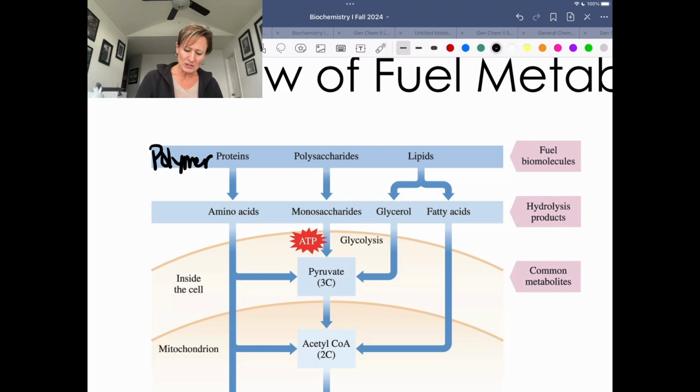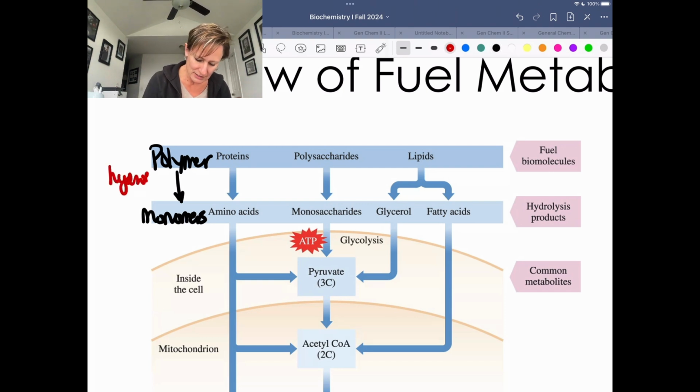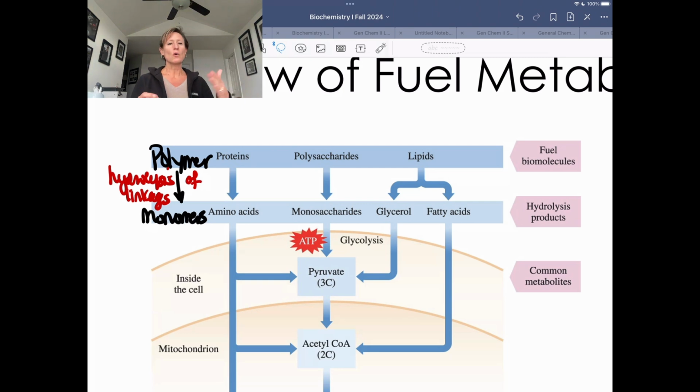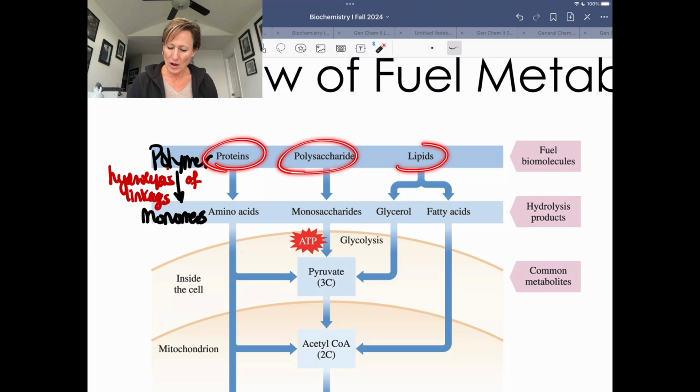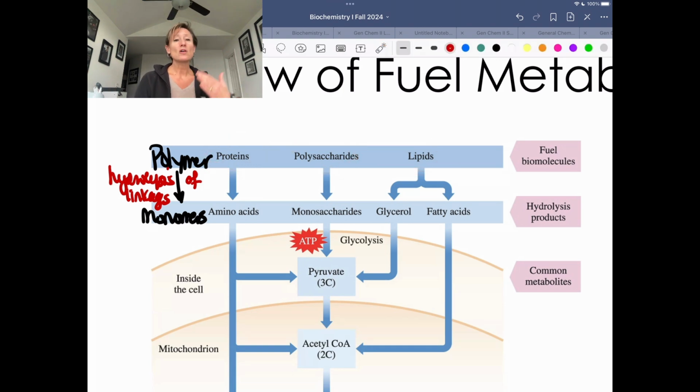Okay, so importantly, we're going to review the polymers that we learned about, the monomers that we obtain when we have hydrolysis of linkages. So we're going to talk about hydrolysis of linkages. Okay, let's actually put linkages over here. So hydrolysis of linkages. So some pieces to review here, specifically when we're talking about proteins, carbohydrates, polysaccharides, and lipids, right? I want us to remember some important things.